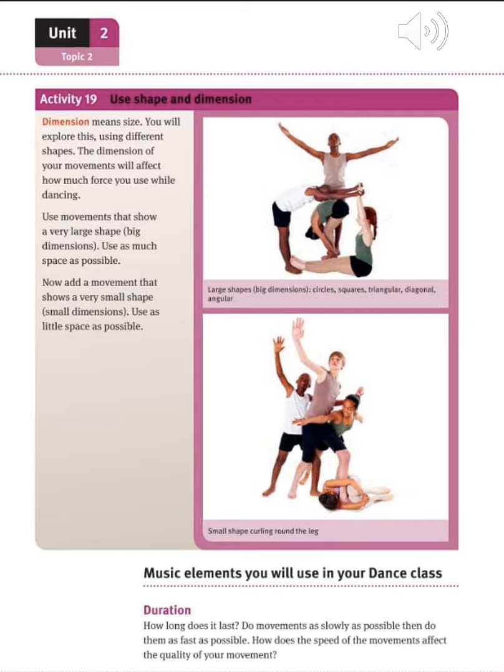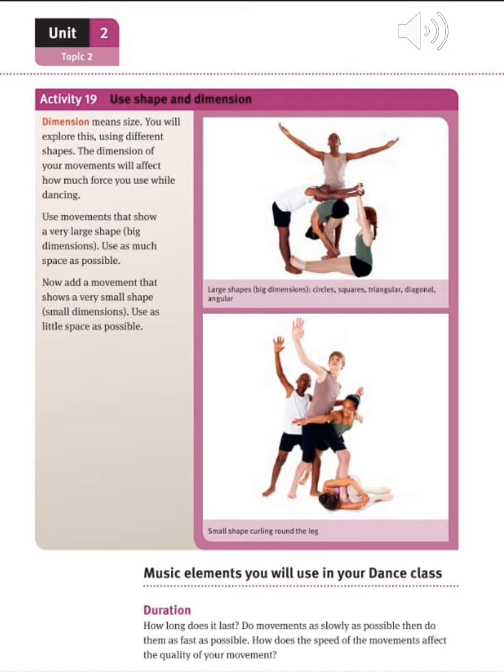So you're going to use movements that show very large spaces, which obviously means a big dimension, and you'll use movements that show very small shape, which in this case means small dimension. So if we look at the image, the first image on our right hand side, it shows a large shape, right, which is a big dimension.